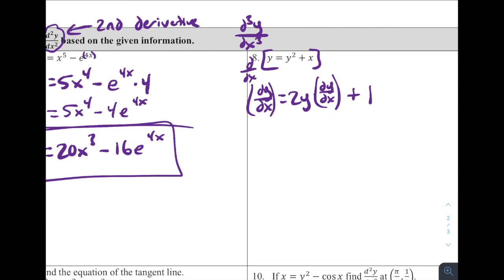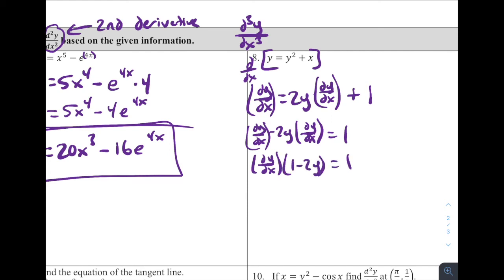We're going to want to get all those dy dx's on one side. So dy dx minus 2y dy dx is equal to 1. We factor out, we get that dy dx times 1 minus 2y is equal to 1. And then we divide, so dy dx is equal to 1 over 1 minus 2y. That is our first derivative. All right, again, first derivative, yay.